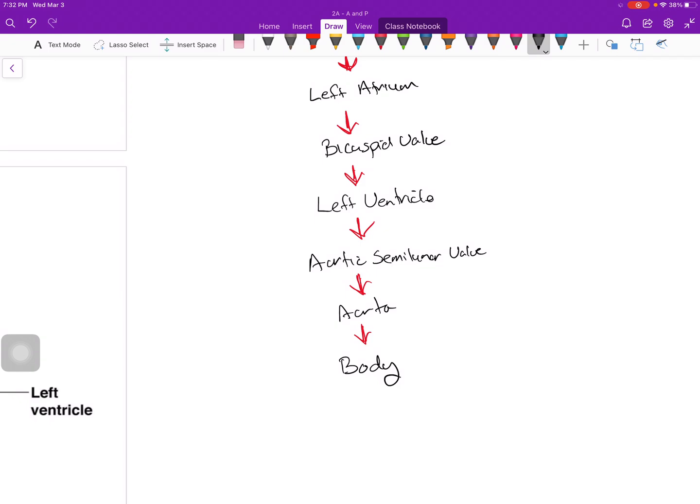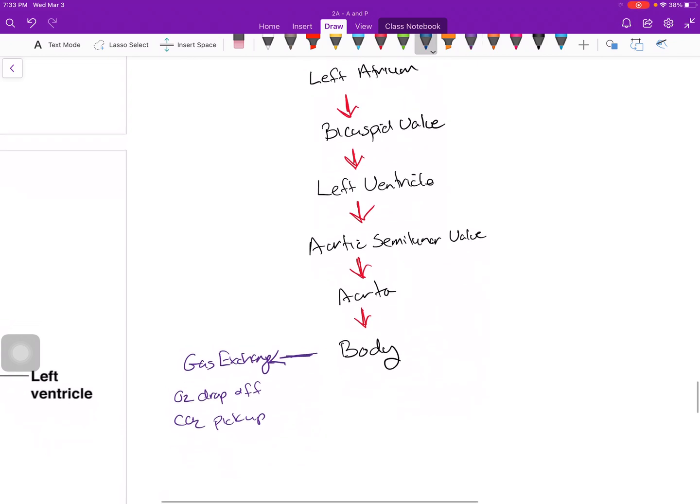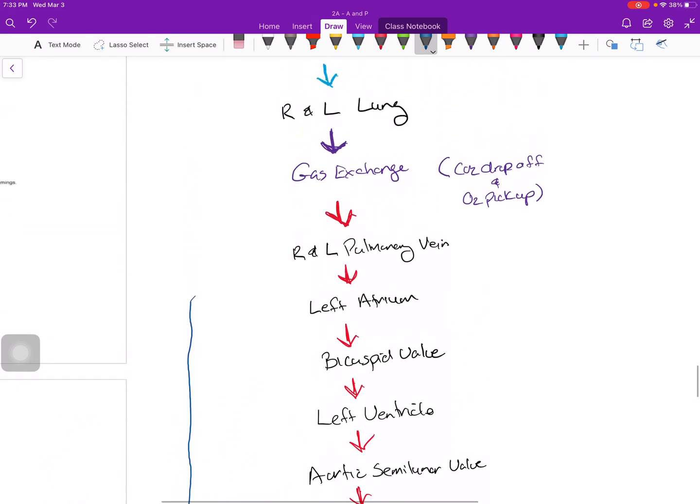And on the body, guess what happens again? Gas exchange. All right, again, O2 drops off, CO2 pickup. And at this point, I have blood that goes all the way back through all the veins of the body, going all the way back up.